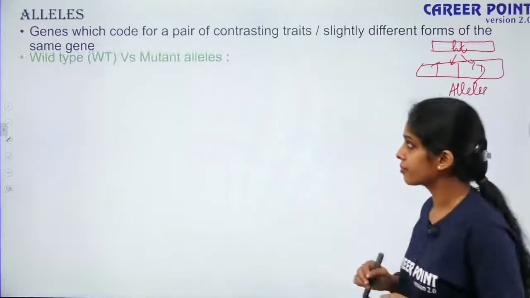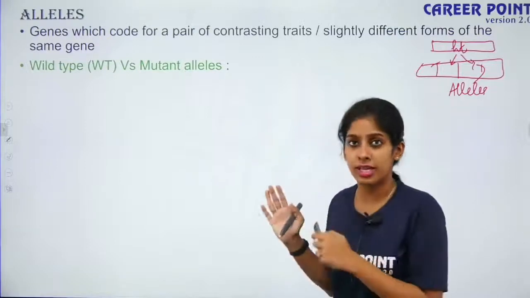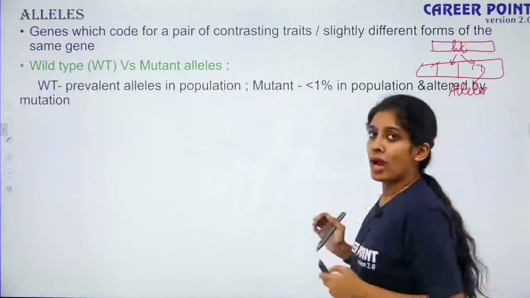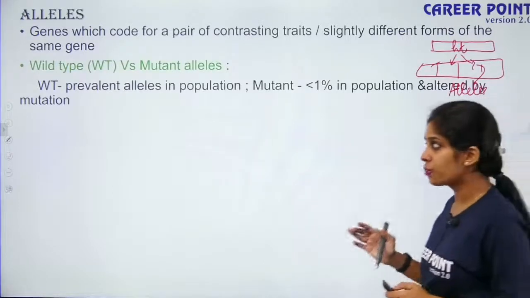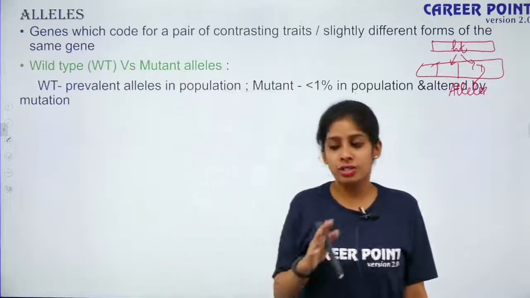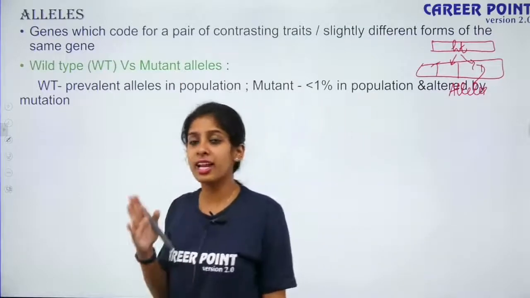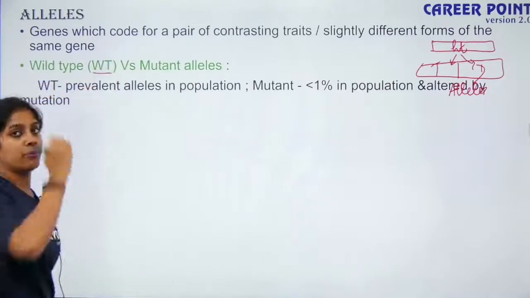Now we are going to talk about wild type versus mutant allele. Wild type is the prevalent allele in a population, which means the ones present naturally in a population are wild type. So they have to be the majority, and then you call them wild type. Wild type, you represent as WT.